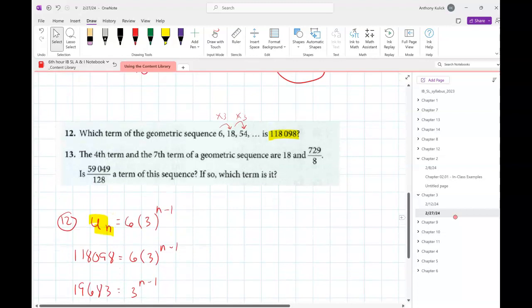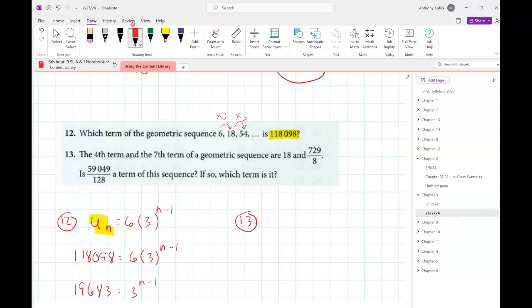And 13, slightly different problem. We'll do that one too. It says the fourth term of our geometric sequence is 18, and the seventh term of our sequence is 729 over 8. And it asks then, is this guy a term in our sequence? Is there some k that'll give us this specific term?